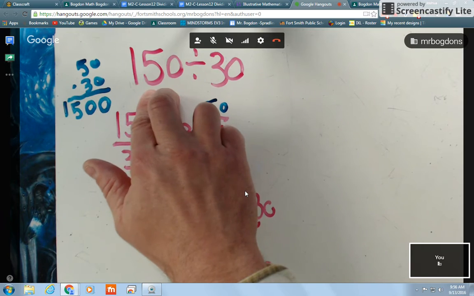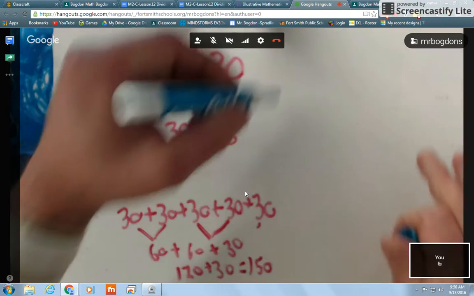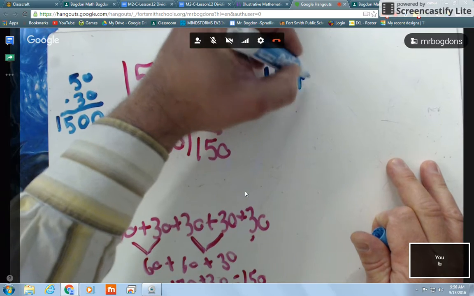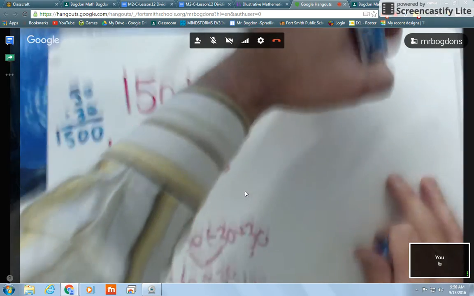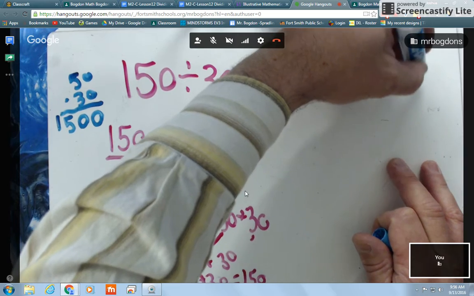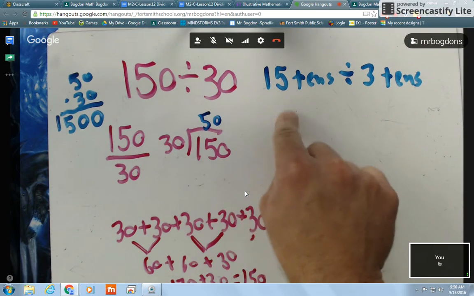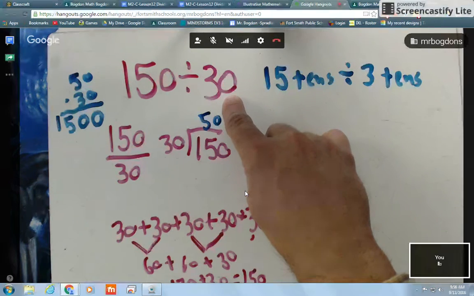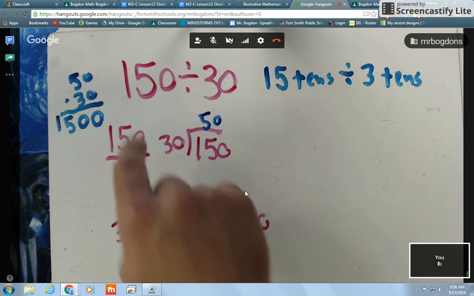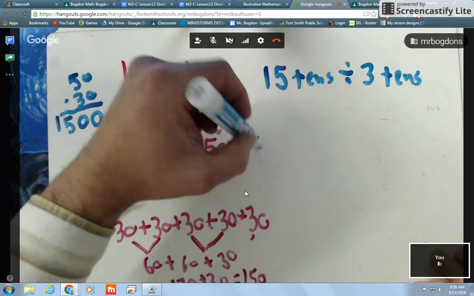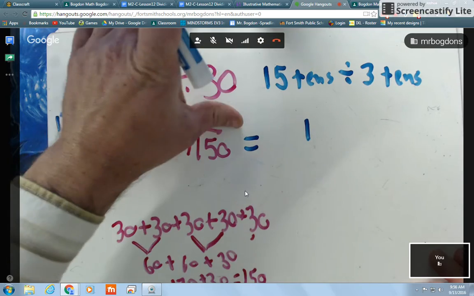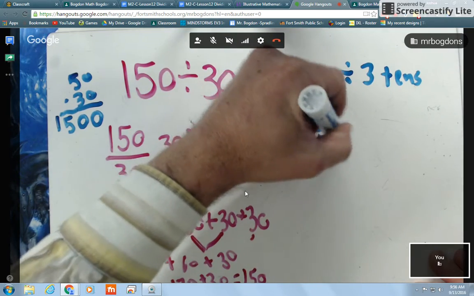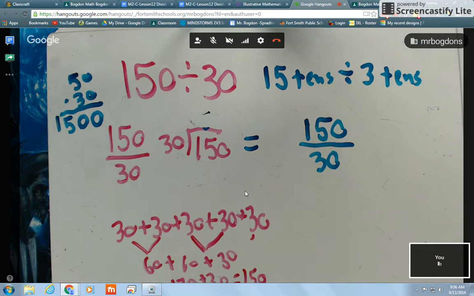Another way I can think of 150 divided by 30 is 15 tens divided by 3 tens. Can everyone see that 150 really has 15 tens? Can everyone see that there are 3 tens in 30? Let's go back to how Cortera said I could write this. Now I know that anytime I have a like factor on the top and on the bottom, I can do what to it?